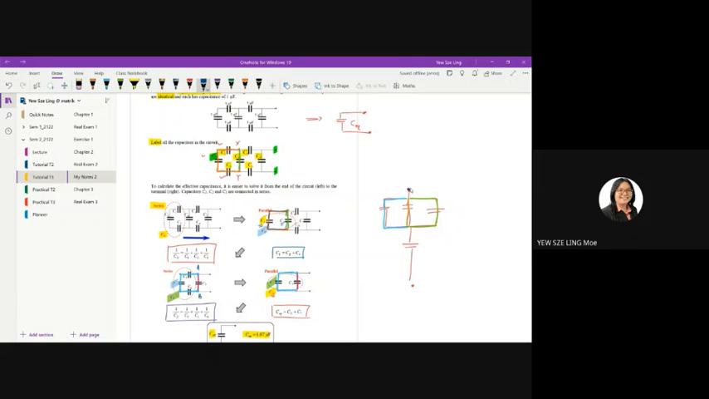So this is a terminal. Okay, this is a terminal. So you need to start to solve from the most complicated path in between terminal.